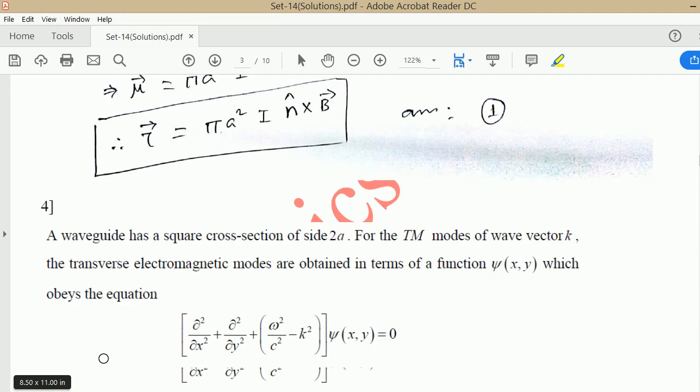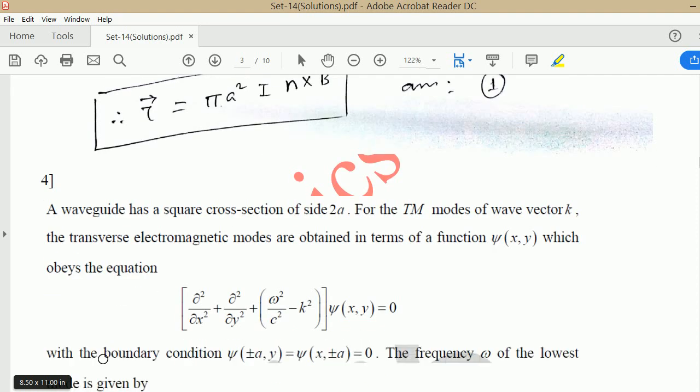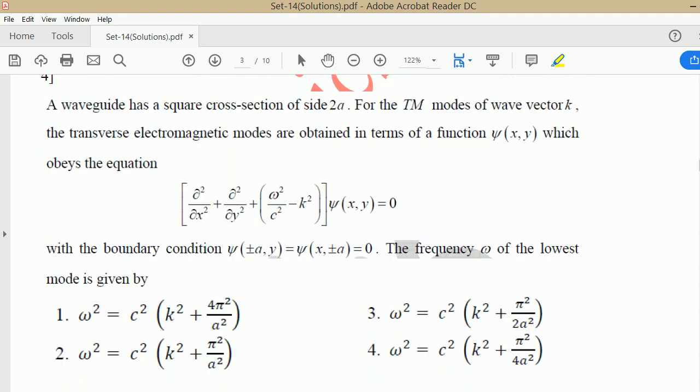Next question, question number 4. This is from waveguide. A waveguide has a square cross section of side 2a. For the TM mode, transverse magnetic modes of wave vector k, the transverse electromagnetic modes are obtained in terms of a function psi of x y, which obeys this equation with the boundary condition psi at plus minus a, y equals psi at x, plus minus a equals 0. The frequency omega of the lowest mode is given by.